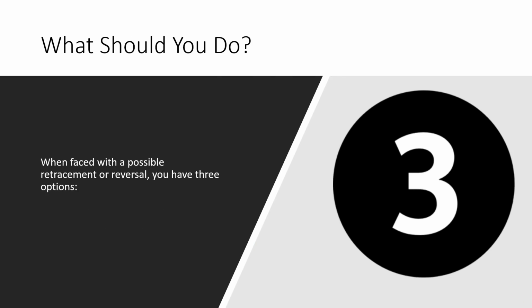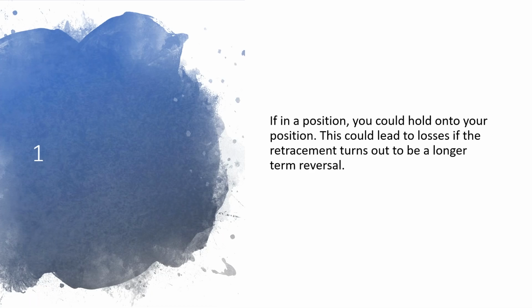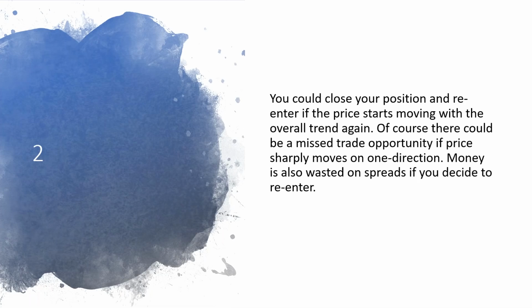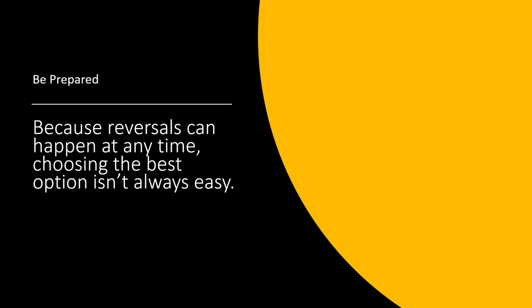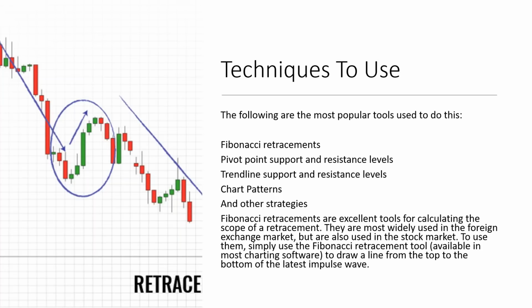So again, you're still faced with three scenarios. You have the three options we had before. When you start to see a retracement, when it becomes a potential reversal, you could close your position and re-enter if the price starts moving with the overall trend again. Or you could permanently close your position. But be prepared, because reversals can happen at any time. So choosing the best option isn't always available. And also, a reversal can be very harsh. Just because an asset's moving up and looks like it's starting to retrace, that reversal, when it kicks in, can be straight down.